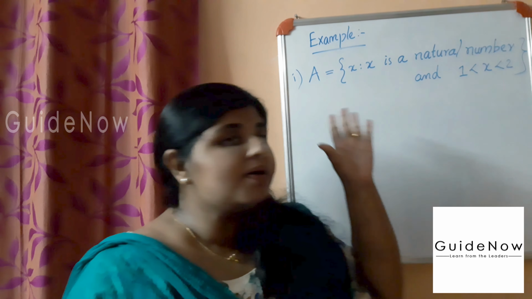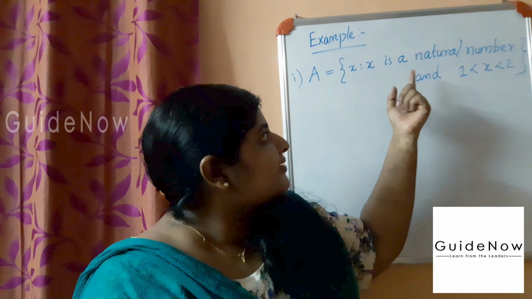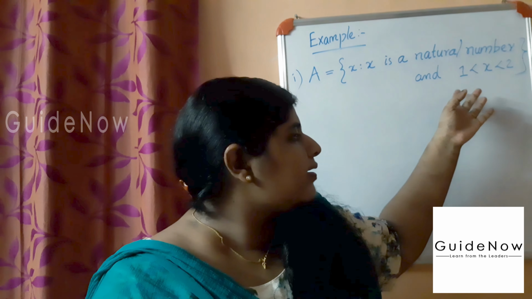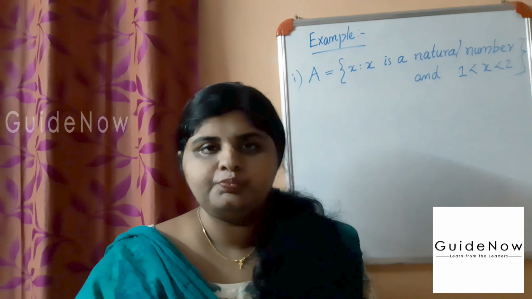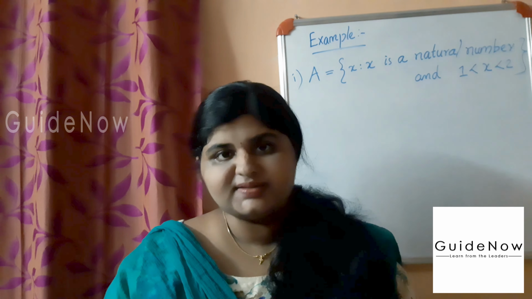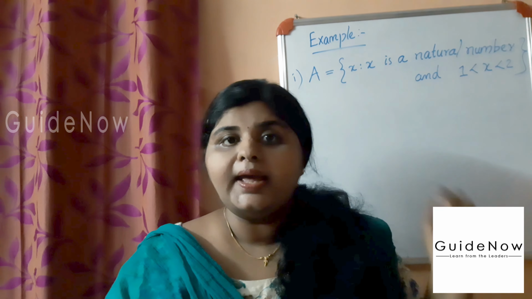First example: set A is equal to x such that x is a natural number, and the condition is 1 less than x less than 2. What are natural numbers? 1, 2, 3, 4, 5, 6, etc. The condition says x is between 1 and 2. In between 1 and 2, is there a natural number? No. Between 1 and 2 there are no natural numbers. So it is a null set or empty set.